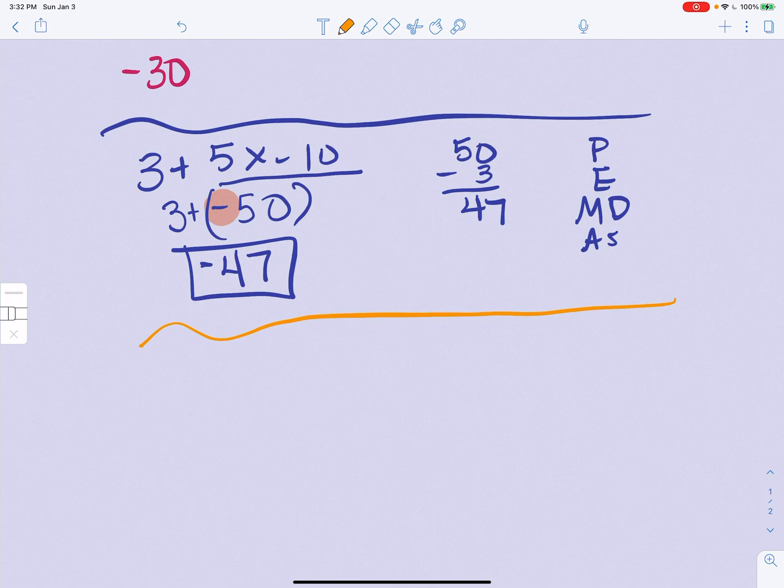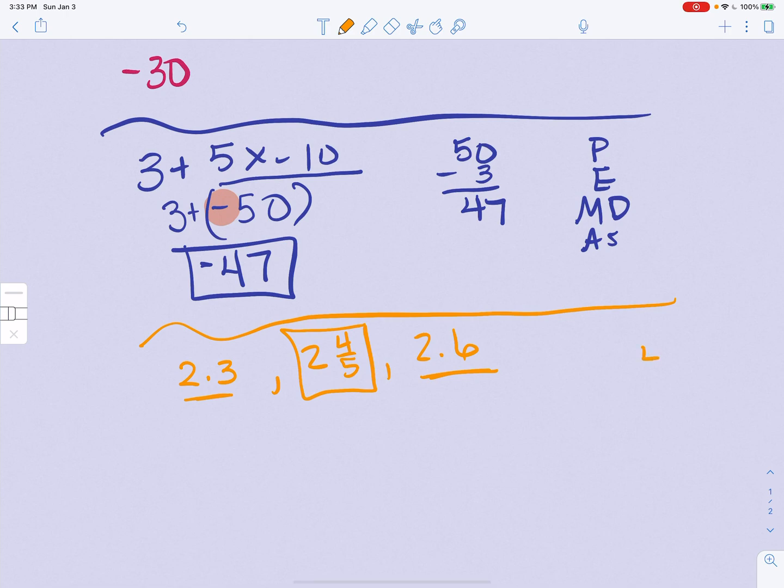We list the numbers from least to greatest. So I have 2.3. I have 2 4/5. And I have 2.6. So this one and this one is okay, but I need to turn this into a fraction or into a decimal. So in order to turn that into a decimal, I have to do 4 divided by 5. Okay? Why did I add this decimal? Because I can't do 5 to 4. I have to look at 5 into 40.